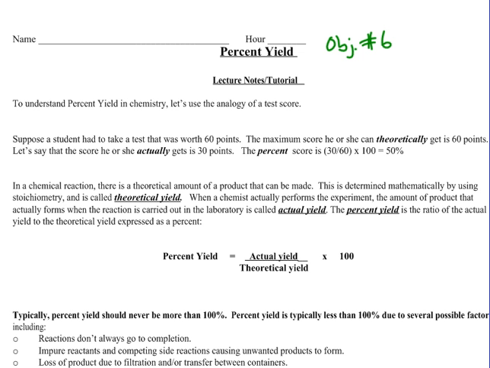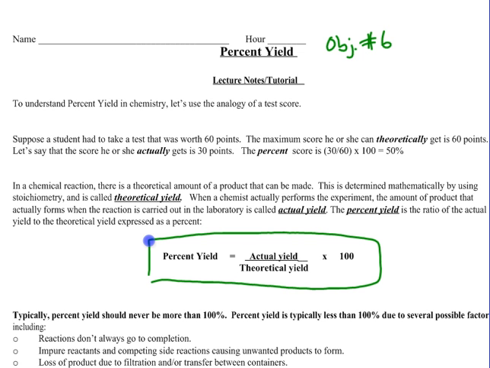In chemistry, percent yield is trying to tell you that if you have a chemical reaction and you're supposed to get 100 grams of product, but you only end up making 80 grams of product, well, that's an 80% yield, right? And so here is the equation. The percent yield is equal to the actual yield divided by the theoretical yield.